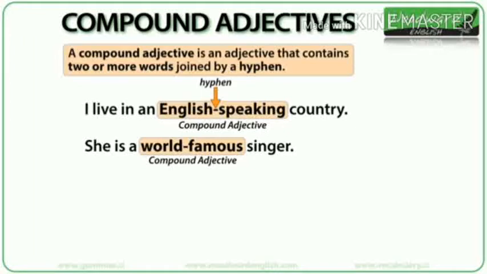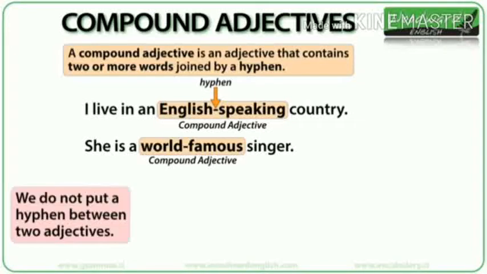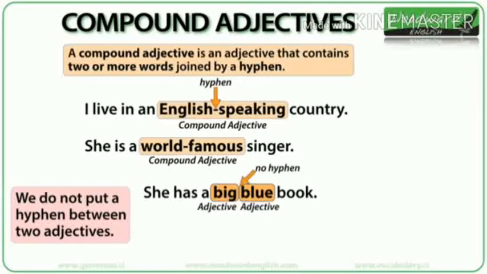Now, she is a world-famous singer. What kind of singer is she? The quality of the singer is being world-famous. We do not put a hyphen between two adjectives when we use them in a sentence to refer to different qualities. But when we use them as one adjective, we compulsorily have to keep a hyphen.